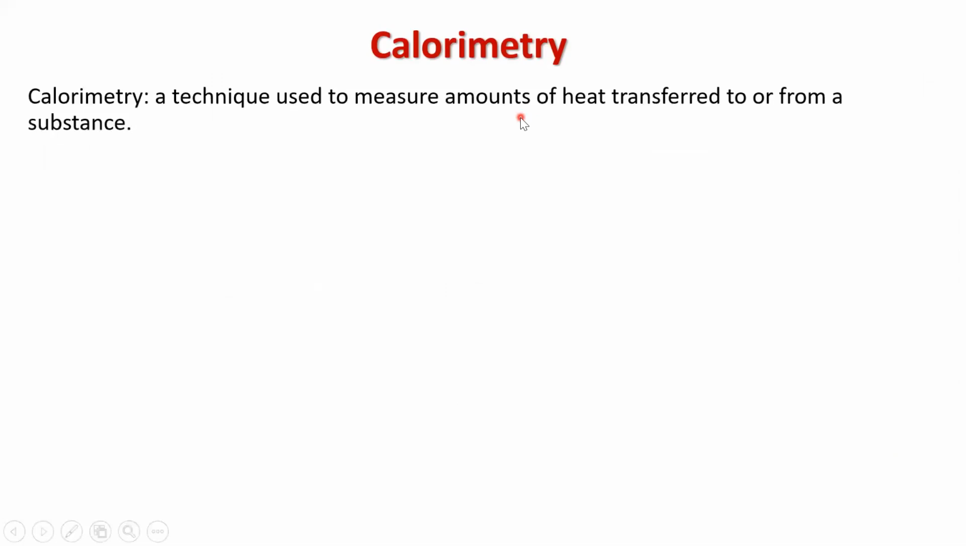Now let's look at what's called calorimetry. Calorimetry is just a lab technique that's used to measure the amount of heat that's given off or absorbed by a substance. We were looking at these numbers and doing some math problems with them. Now we're going to deal a little bit with where those numbers come from, or how we can measure them in a lab and do some calculations with that.